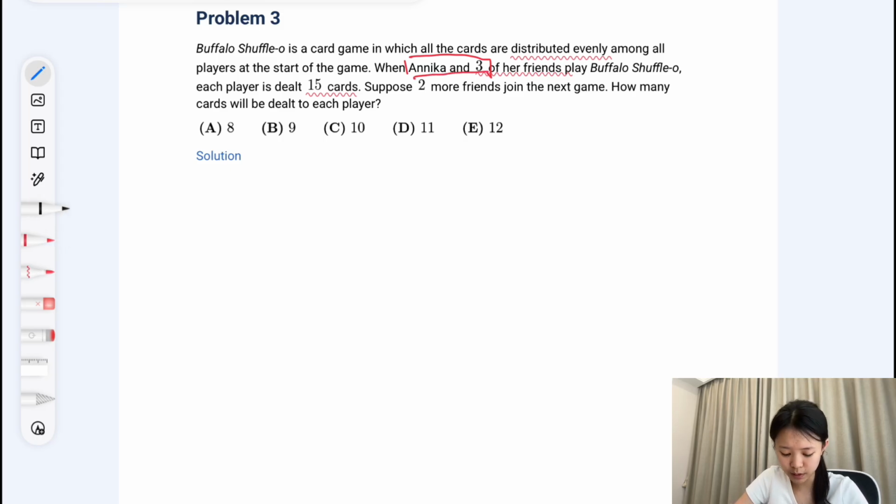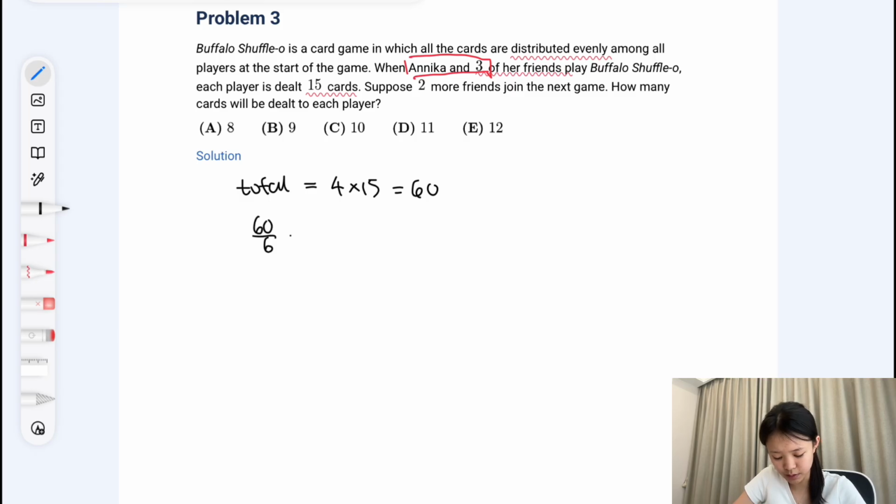So keeping that in mind, we can calculate the total as 4 times 15 equals 60 cards in total. And when 2 more of her friends join the game, she now has 6 players playing the game in total. So that's 60 divided by 6 equals 10. So the answer is C, which is 10.